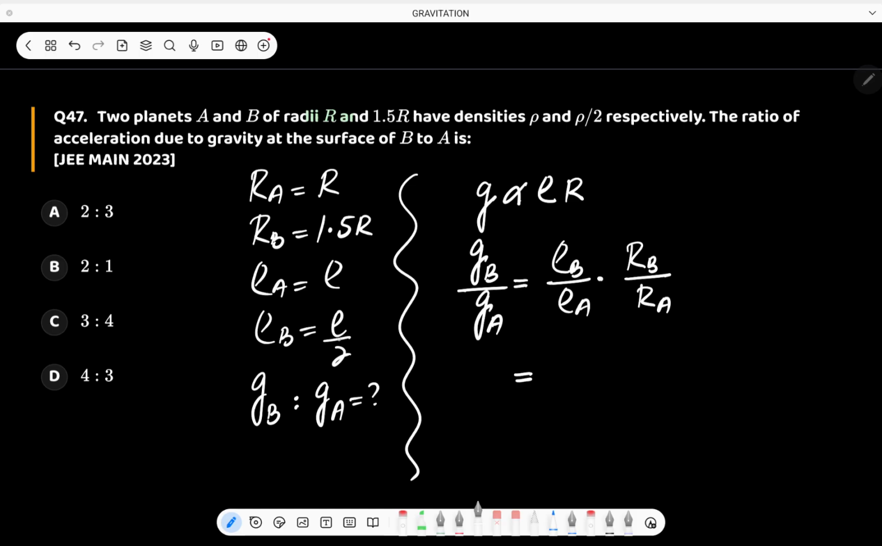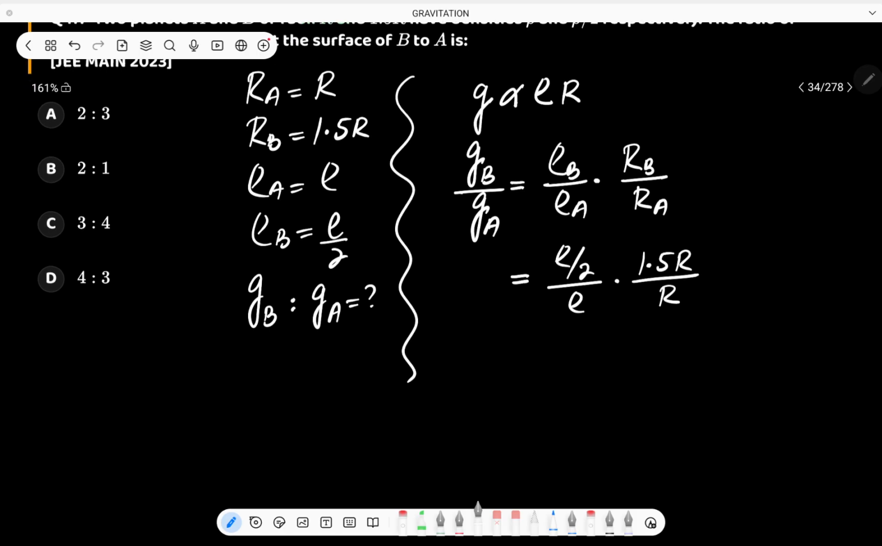What is density of B? That is rho by 2. So I am writing here rho by 2. What is the density of planet A? That is rho, given to you in the question. Radius of B is equal to 1.5 r and radius of planet A is r. Now have a look. This rho and rho will cancel and this r and r is also going to cancel. Okay, then here we have 1 by 2 into 1.5, which can be easily written as 3 divided by 2.